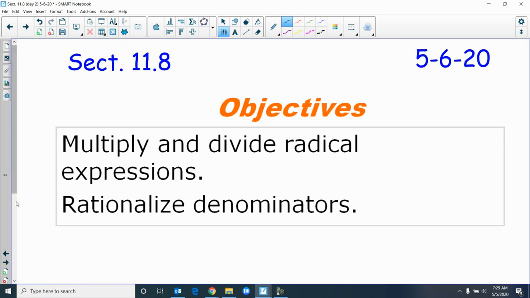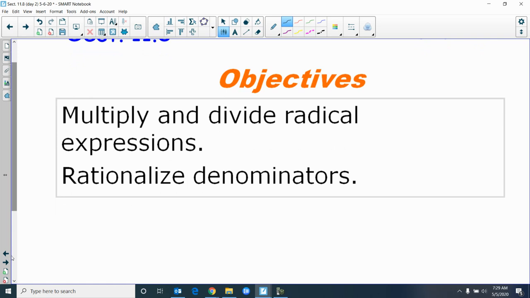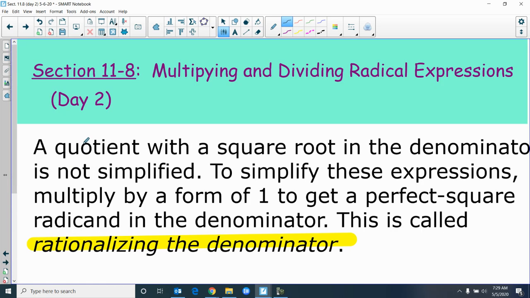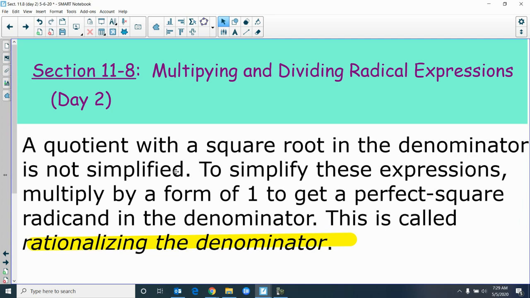Actually with divide, we don't technically go through the whole division. I'll have to explain that here. A quotient, now we're on your guided notes. A quotient with a square root in the denominator is not simplified. And we've said we don't want to leave that. You cannot have that as an answer. We haven't dealt with it yet. So like 2 over square root of 3, you cannot leave that as an answer. 5 square root of 2 over square root of 8, you cannot leave that as an answer.